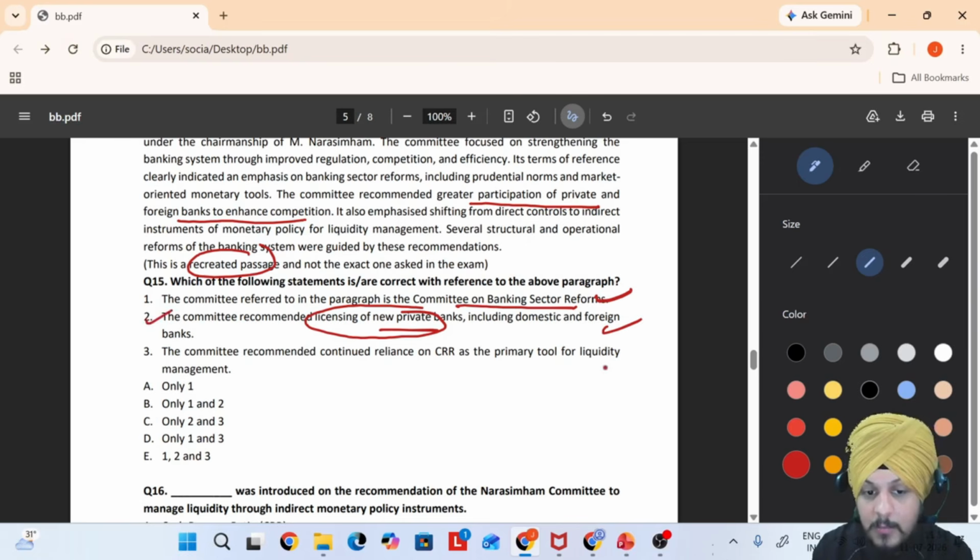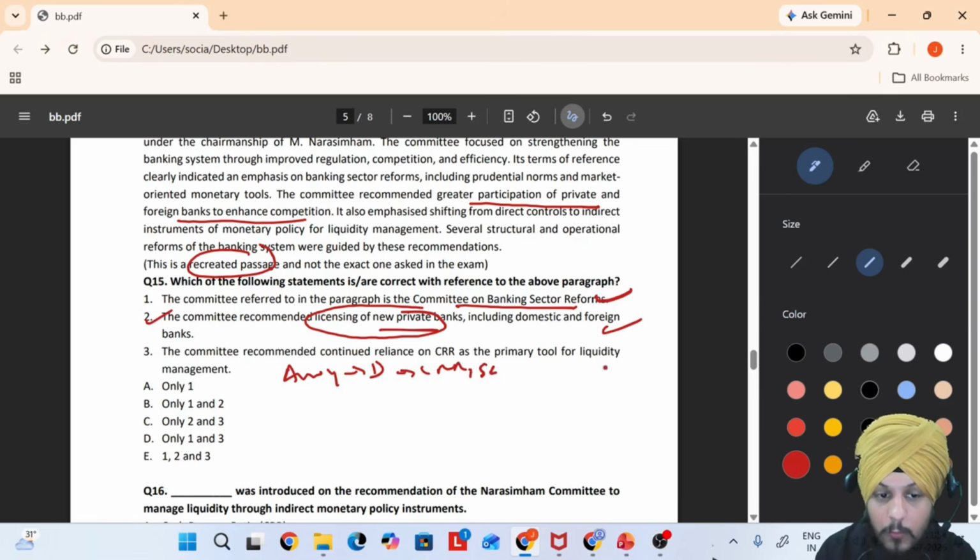Lastly, it says the committee recommended continued reliance on CRR as the primary tool for liquidity management. If you know about the Narasimhan Committee, let me tell you that it did not promote such direct tools of monetary policy. What it did was recommend that we need to shift away from direct instruments, for example CRR or SLR, and move towards indirect market-based tools for liquidity management. For example, the liquidity adjustment facility.